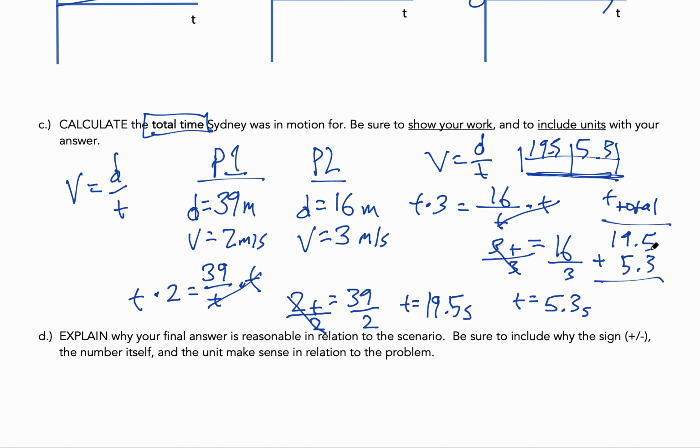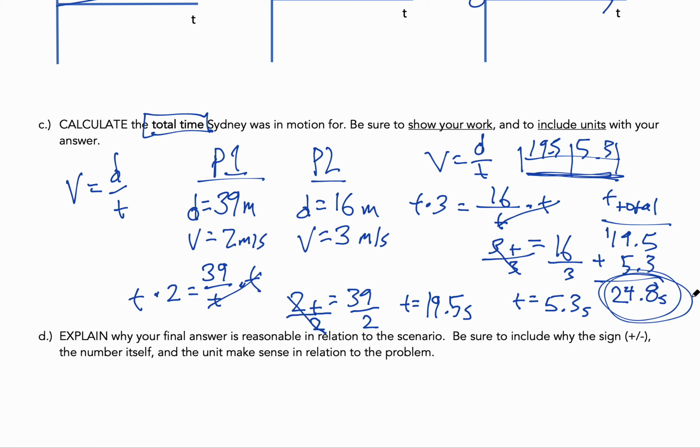Let's go old school. 5 and 3 is 8. 9 and 5, that's going to be 14. 24.8 seconds, my total time there. All right, so explain why the final answer is reasonable. Well, it's reasonable. That would be a positive because you can't have negative time, right? Negative time would mean backwards in time, so we can only have forwards in time, so that makes a whole lot of sense. Since it is time that we are dealing with, makes sense to have the unit in seconds.